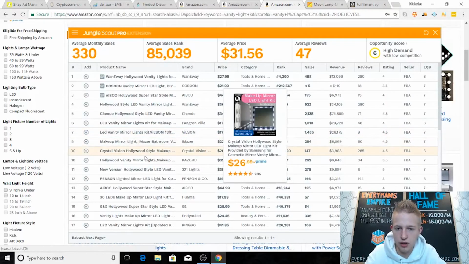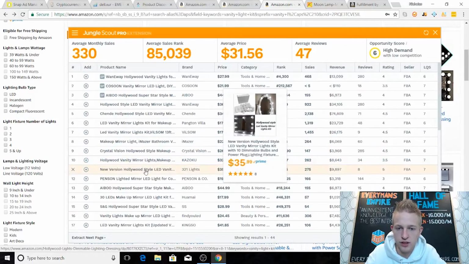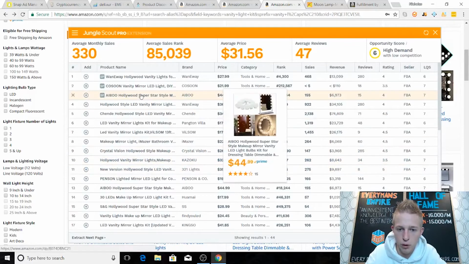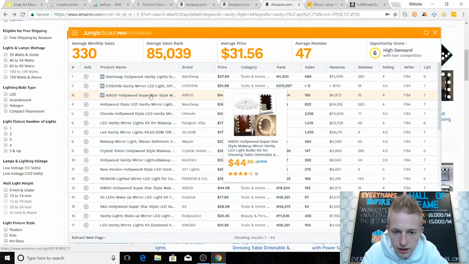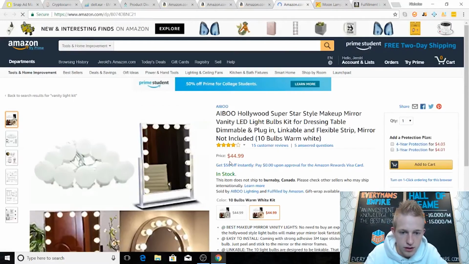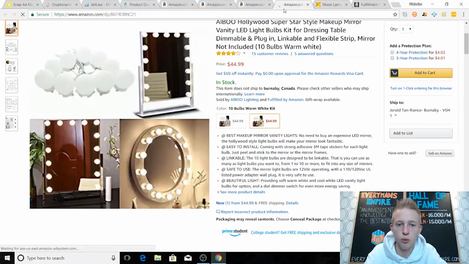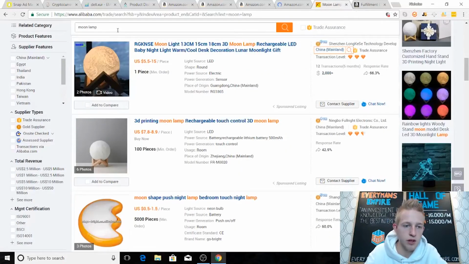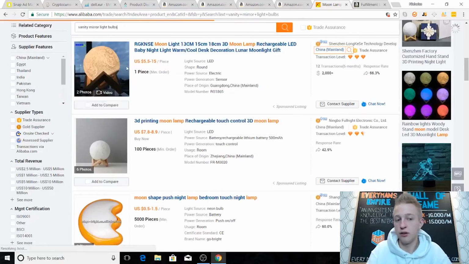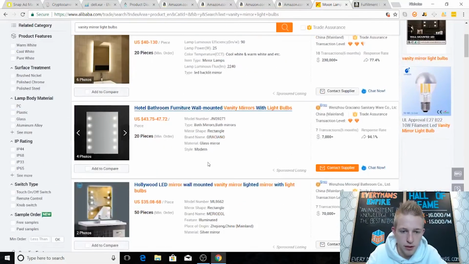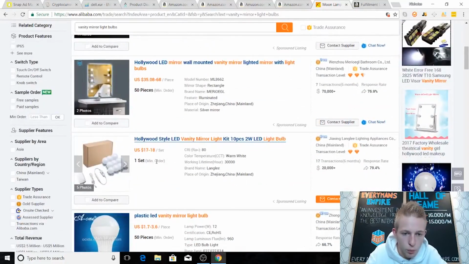But it seems like the good selling products are these round lights. So I don't know how many are in a pack. They're like 10 bulbs, warm white. Okay, so let's just do a vanity mirror light. So vanity mirror. Now you guys can watch me do this as I do it. So it was a 10 pack, I believe. So we're looking at some round. There you go.